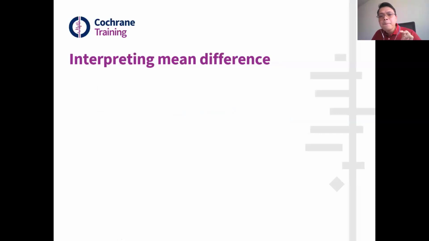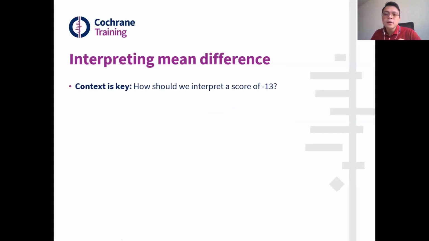But interpreting mean difference requires context. We know that a mean difference of minus 13 indicates that the intervention group scored lower on the irritability scale. But what does that really mean? Is it a beneficial effect? Is it a harmful effect? And to answer that question, we have to have knowledge of the scale that we're using.